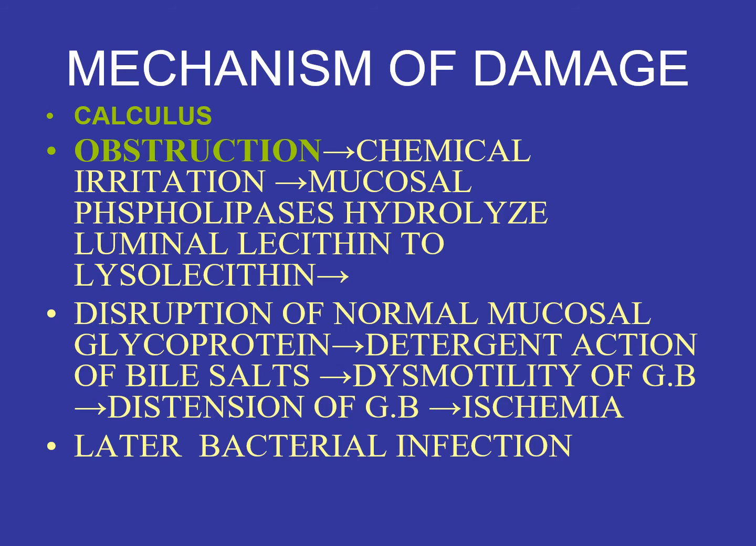First, the chemical irritation: the mucosal phospholipases hydrolyze the luminal lecithin to lysolecithin, and this causes disruption of the normal mucosal glycoprotein, and the detergent action of the bile salts which are there would further enhance the process. Dysmotility of the gallbladder is there, progressive distension, and whenever there is distension, it will lead to ischemia, and later bacterial infection may be there. So this is the whole process which may be there in both the calculus and the acalculus.